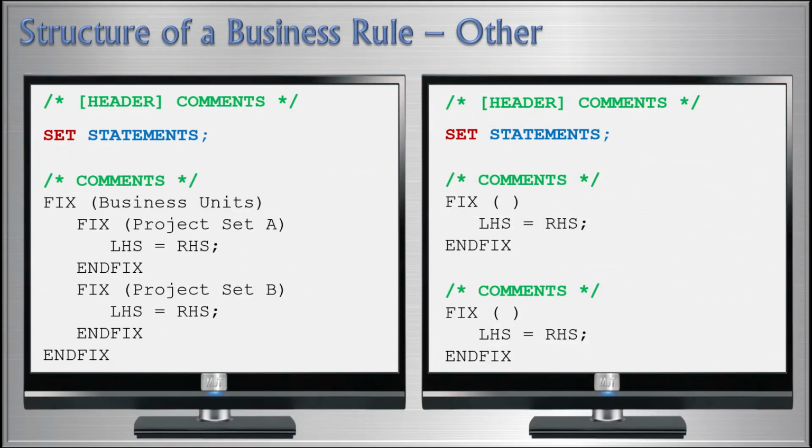Now there are more advanced structures for business rules. For example, we can have nested fixes, or we can have completely independent fixes. And how a business rule is structured will determine both how it functions in terms of what it calculates and how it functions in terms of its performance. For the purposes of this session, we'll focus on the simpler structure that was shown earlier.